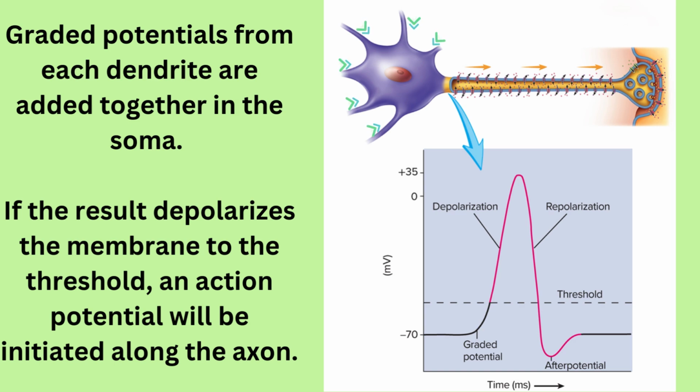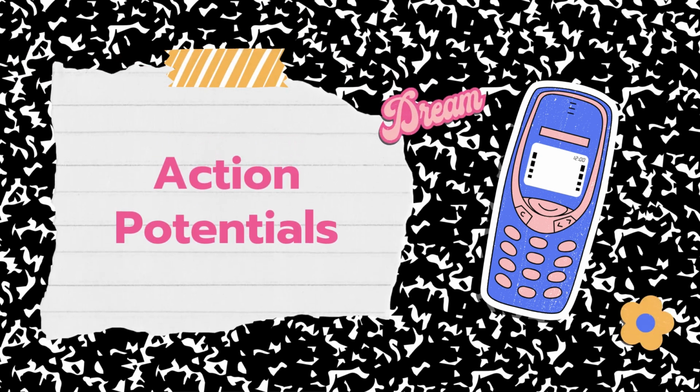The top picture shows how at the axon hillock, that is where the action potential is generated, and the bottom image illustrates how the graded potential must reach the threshold in order for the action potential to occur. Let's now continue by learning about action potentials.